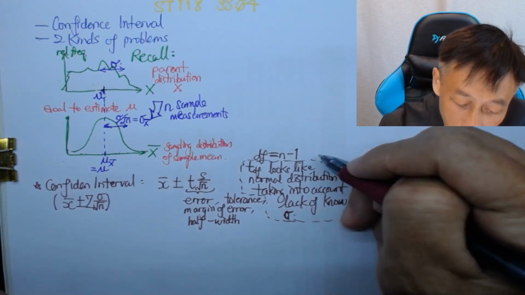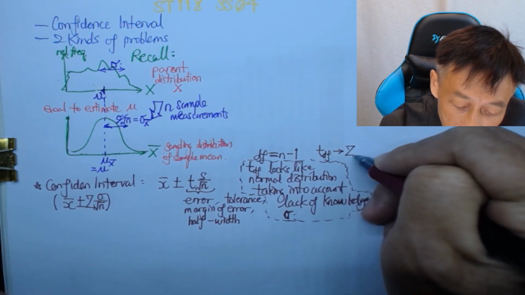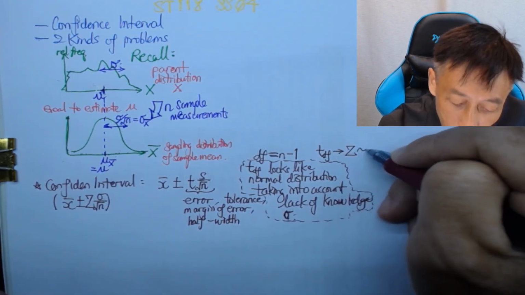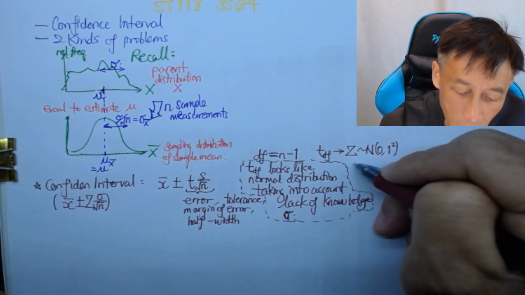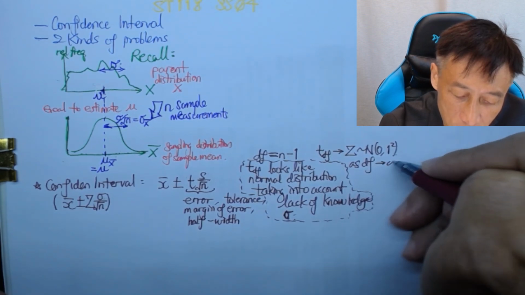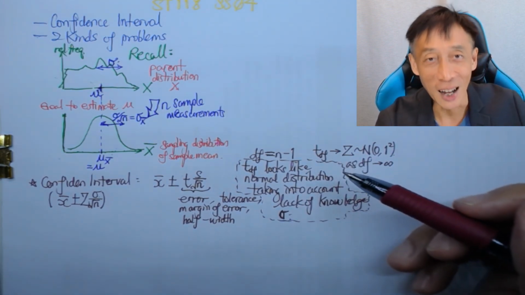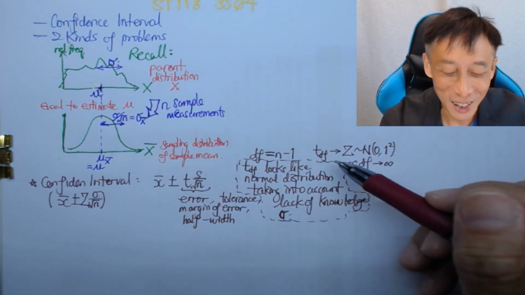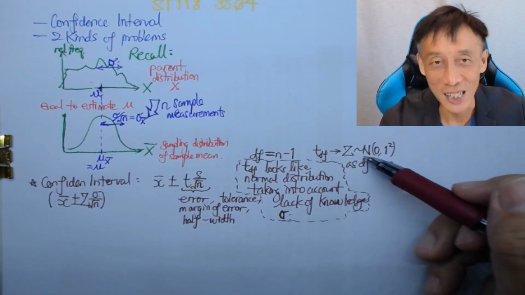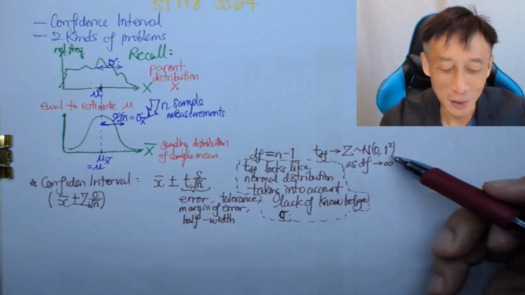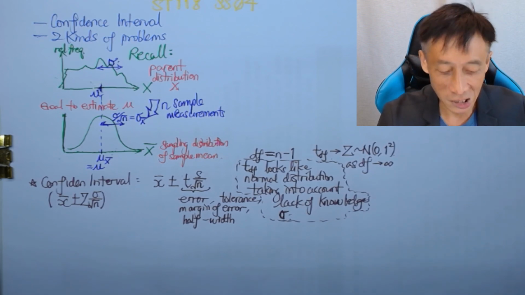And of course, T becomes Z, the normal bell curve, which follows a normal distribution with a mean of 0, standard deviation of 1, as df approaches infinity. So if you have infinite sample size and you repeat that infinitely many times, then you form a distribution with infinite degrees. Basically, that's just another name for normal distribution with a mean of 0, standard deviation of 1. So that's just a brief background of what the T distribution is, right?